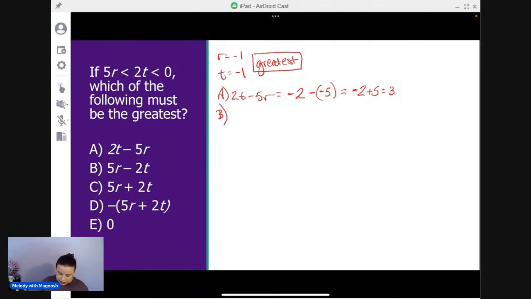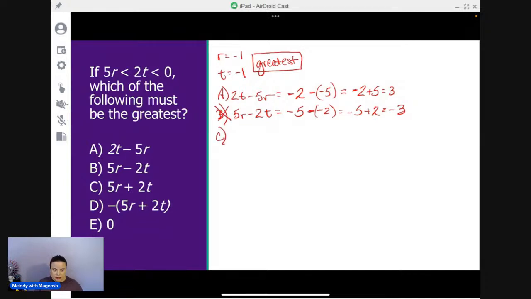Answer choice B, 5r minus 2t. 5 times negative 1 is negative 5, minus 2 times negative 1 is negative 2. Notice the calculations were very similar. We're just going to end up a little bit different. So this is going to be negative 5 plus 2, which equals negative 3. Now we can at least compare these two. We need the greatest, so the one that's smaller can't be it. At this point, we can eliminate answer choice B.